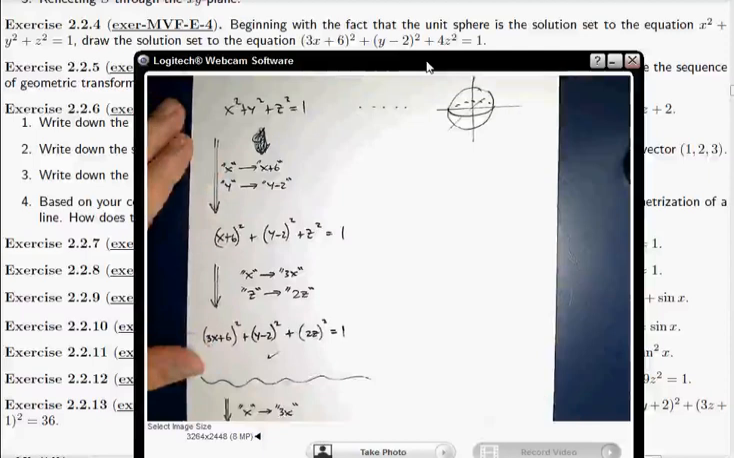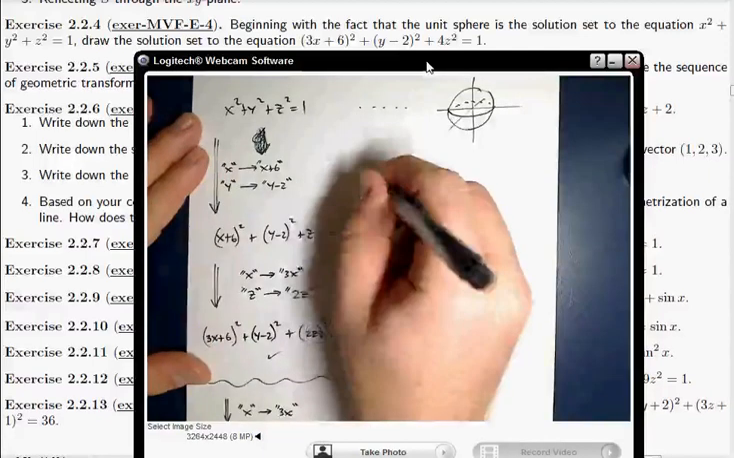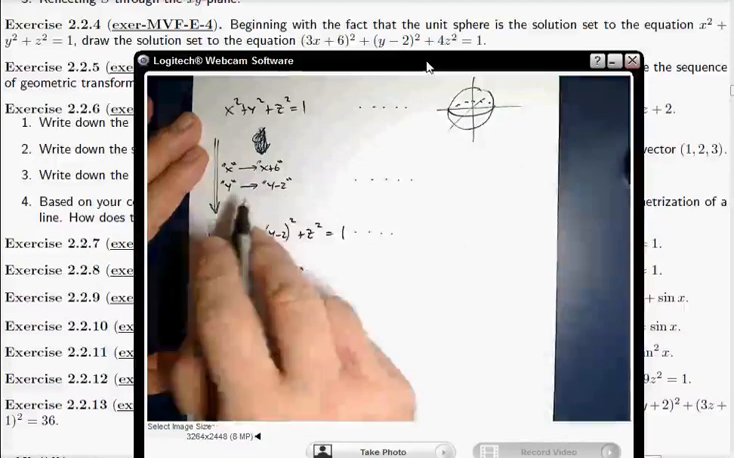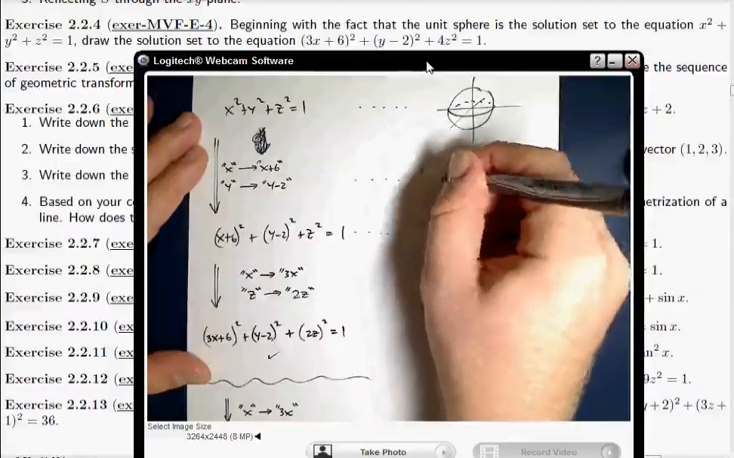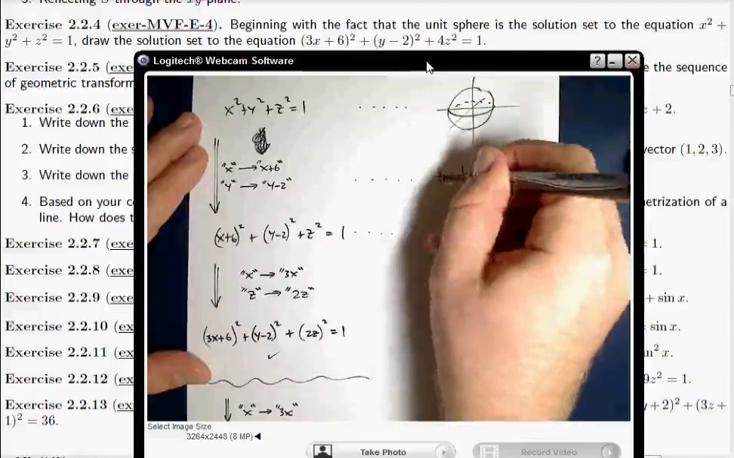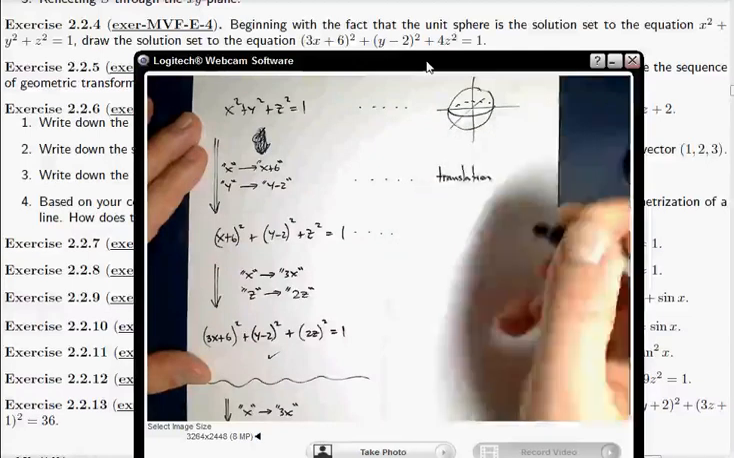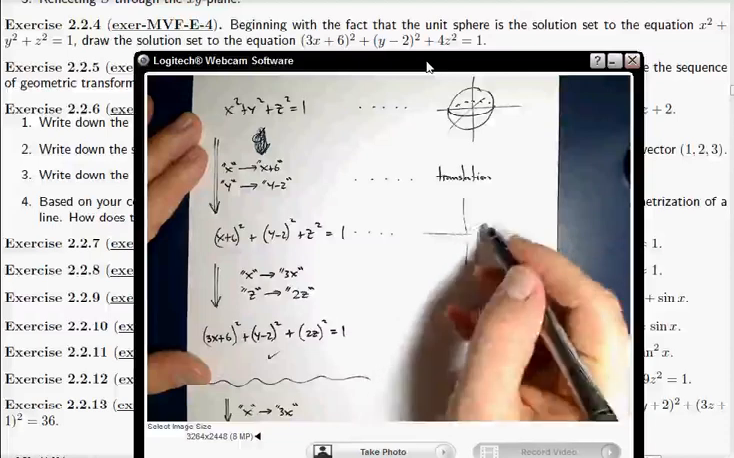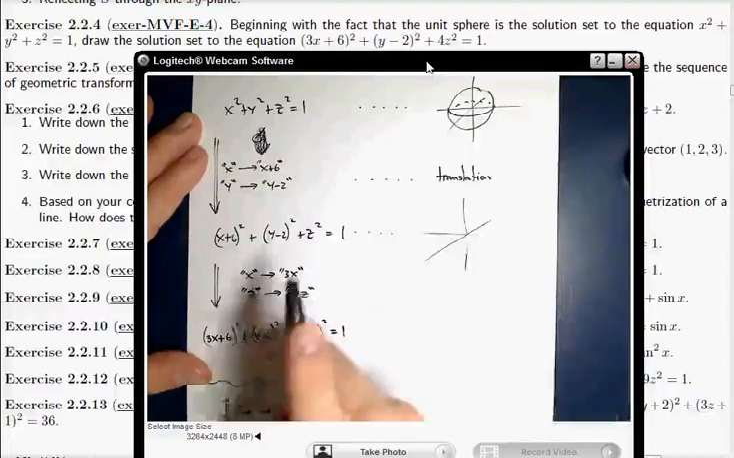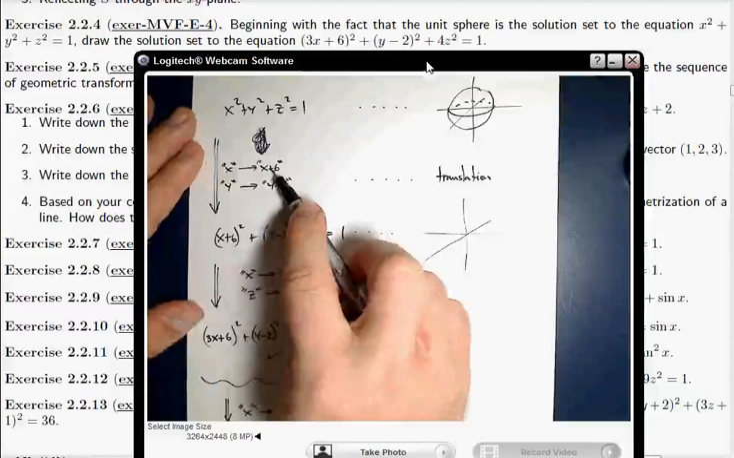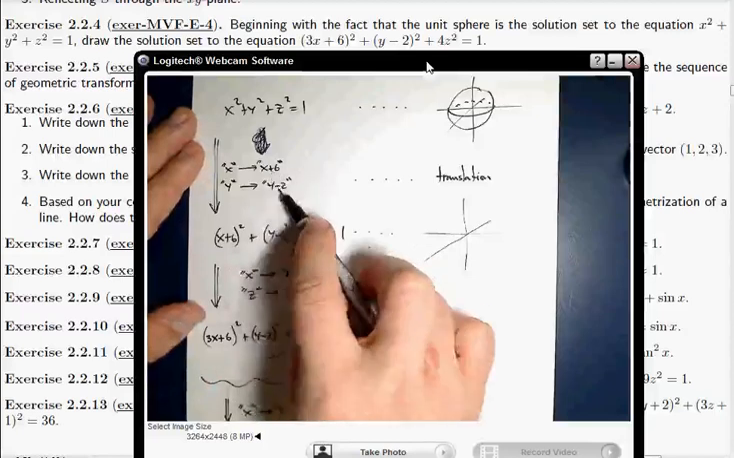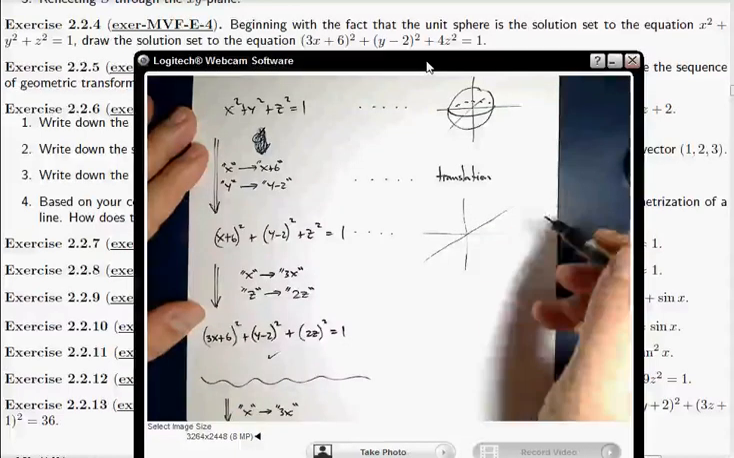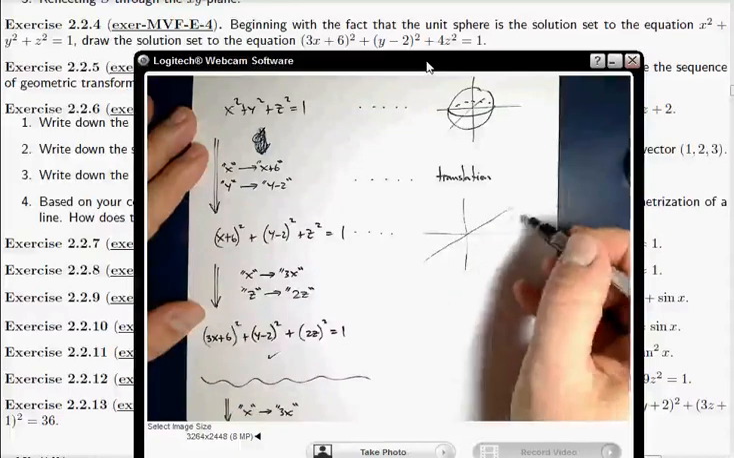What do we know happens here? This process here corresponds to a translation. And so the sphere here gets translated by -6 in the x direction, +2 in the y direction. So it gets to move way back over here.